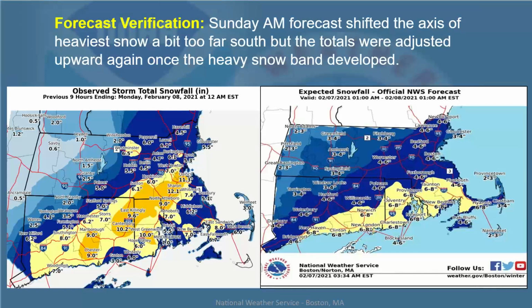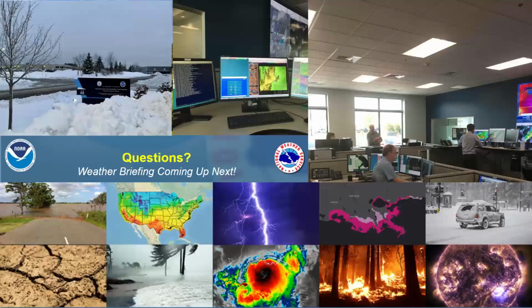And again, the Sunday morning forecast shifted things a little bit further south. Not a complete bust, I would say, but it did hit some of these areas to the south, but obviously knocked the totals down to the north a little bit too much. If it wasn't for that band, yeah, there would have been 4 to 6 inches, but it did sit over that area for a few hours and pumped up the totals to about a foot. So with that, that's a look at our review of the February 7th event.